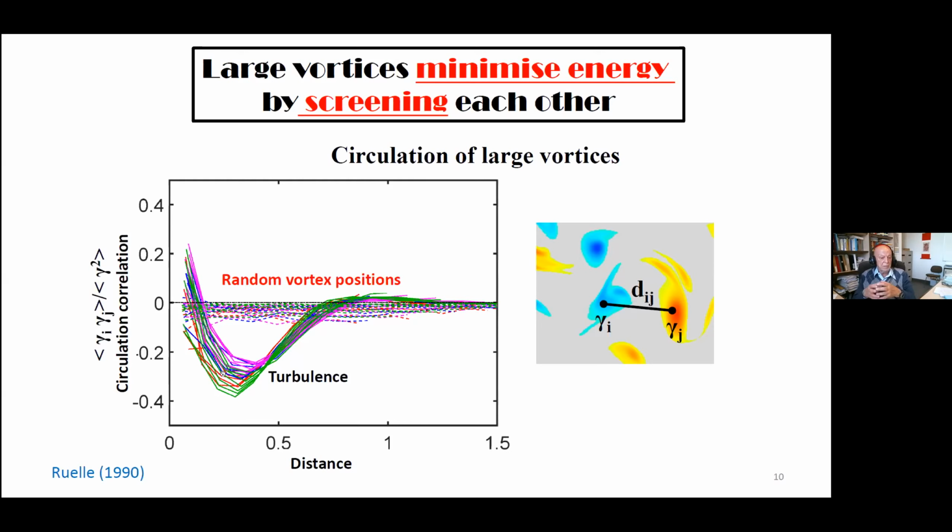And this is a property of the flow, a property of the organization of vortices in the flow, not a property of a system of points. Because if you take the same vortices and randomize them, put them in random positions, what you get is all these dashed lines, which have no minimum there and have no structure.